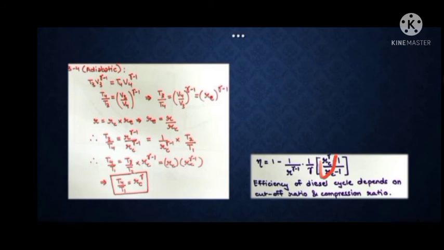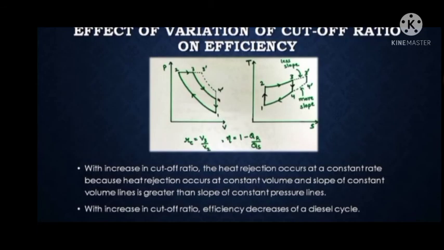This is the efficiency of the diesel cycle, which depends upon two things: one is the cutoff ratio as well as the compression ratio. But the efficiency of the Otto cycle depends only on one thing, that is the compression ratio. Keep in mind, efficiency of the Otto cycle depends on compression ratio, but efficiency of the diesel cycle depends upon compression ratio as well as cutoff ratio.